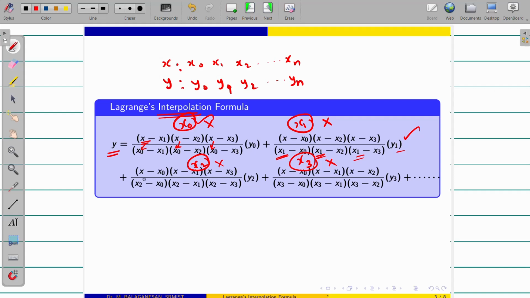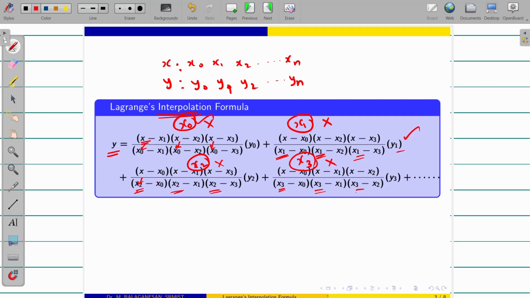Similarly, for the next term, look at the numerator: x minus x0, x minus x1, into x minus x3. x2 is missing. So in the first term, the first value x0 is missing. In the second term, the second value is missing. In the third term, the third value is missing in the numerator. In the fourth term, the fourth value is missing in the numerator. So in the denominator, you have to replace x by x2, since x2 is missing now. Look at that, in the place of x it will be x2. Other values are the same. Similarly, in the next term, x3 is missing, so replace x by x3.